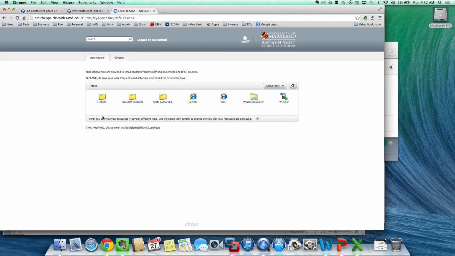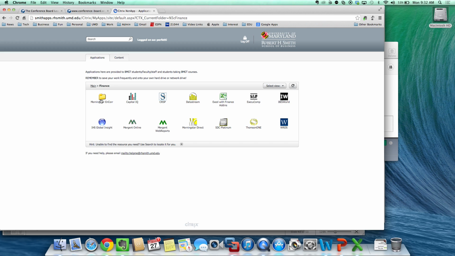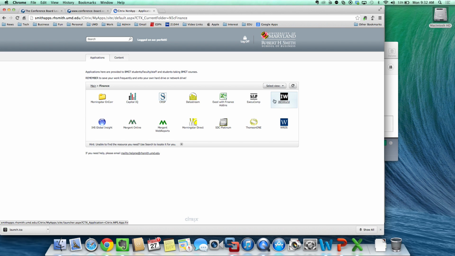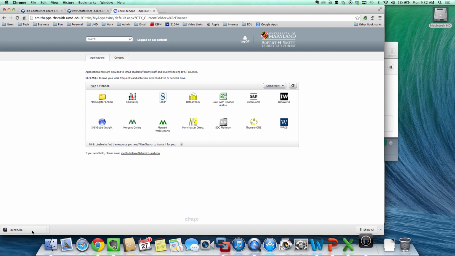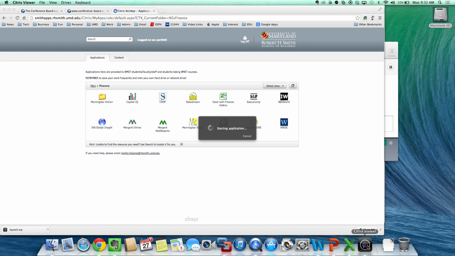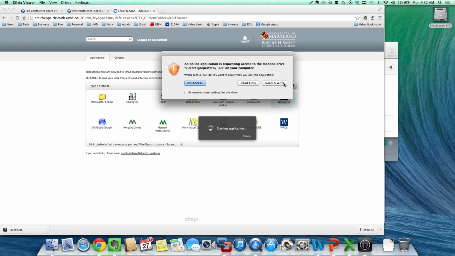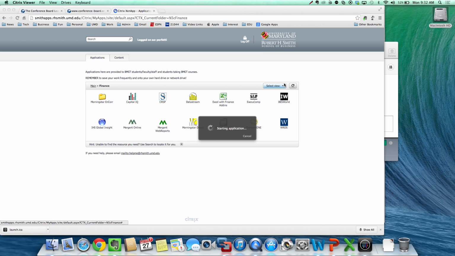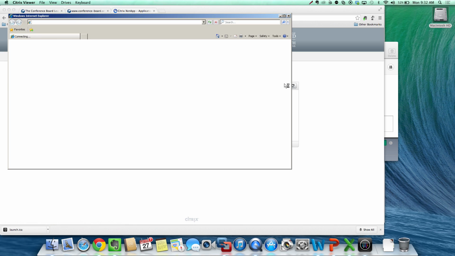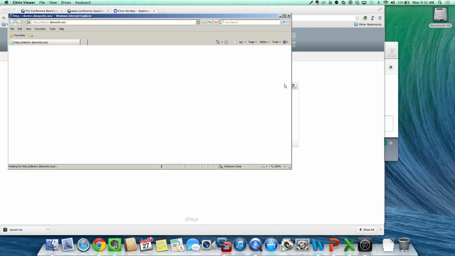And in the portal, there's a finance folder. And in the finance folder is a product called IBISWorld. Now, it's running through a product called Citrix. So you're not actually running the software on your machine, you're actually running it through a central server here at Smith, so we can all share it.